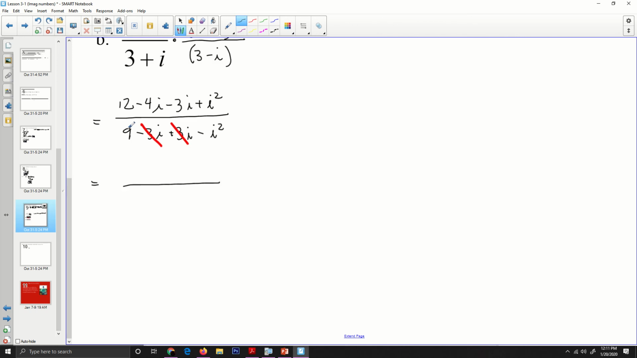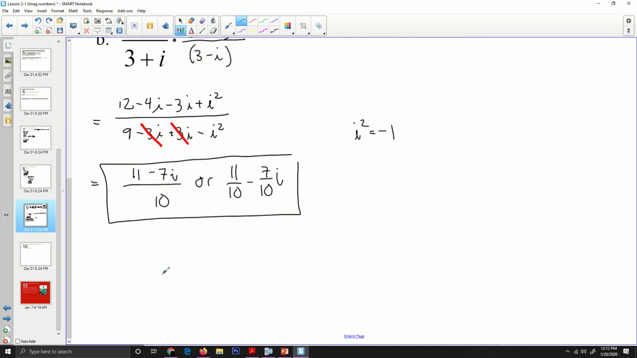On the bottom, we get 9 minus negative 1. Remember, i squared is negative 1. So 9 minus negative 1 is just 10. And then 12 plus negative 1 is going to be 11. And then negative 4i minus 3i is negative 7i. I don't think we need that entire fraction bar. 11 tenths minus 7 tenths i, or the fraction form, are both acceptable solutions.